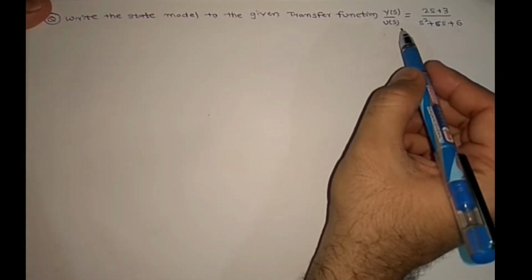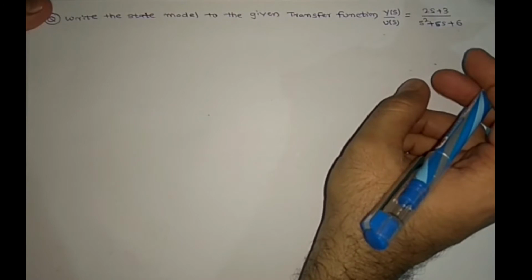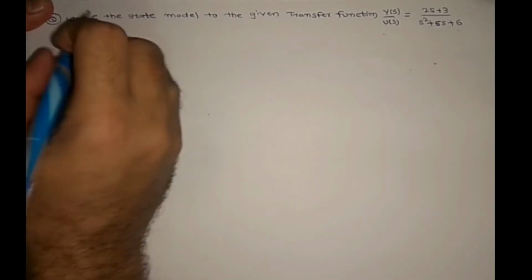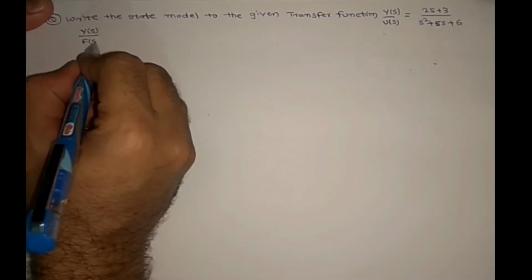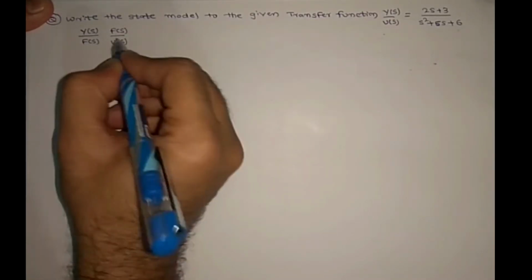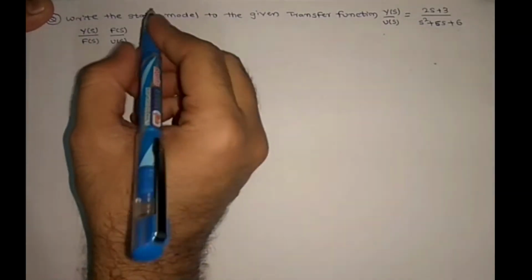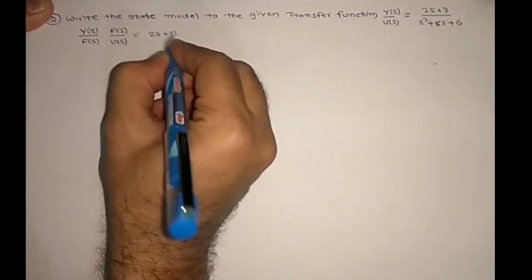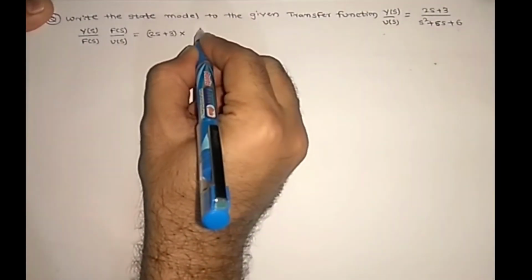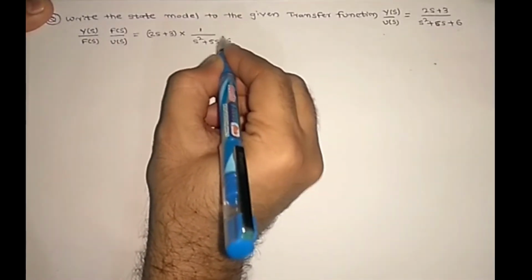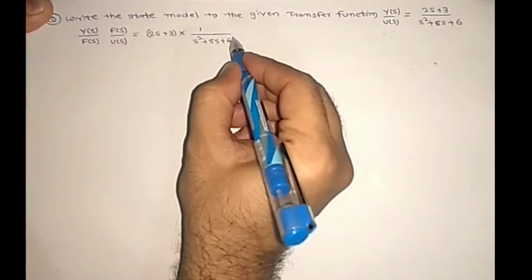What I am going to do is split this transfer function into numerator term and denominator term. So here, for y of s, I am taking some dummy function, that is f of s, and f of s by u of s. If we cancel, this is y of s by u of s only, right? So this is 2s plus 3 into 1 by s square plus 5s plus 6. Can I write like this?